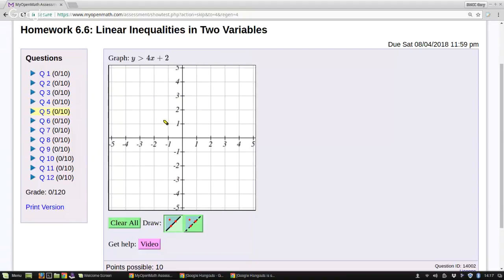So a couple things to consider. One, if I ignore the inequality, this is a line. So I need to graph that line. It's a boundary in this system. And then two, I need to figure out which side of the line to look at.